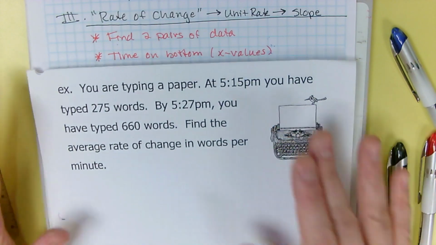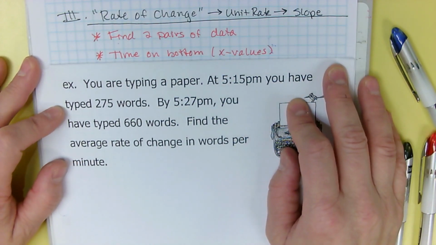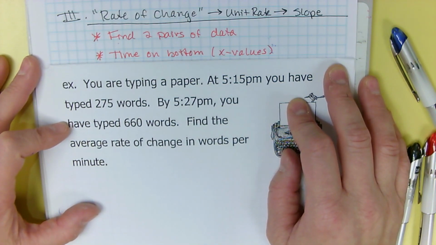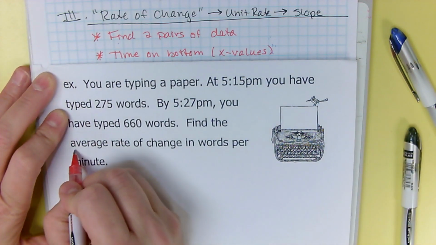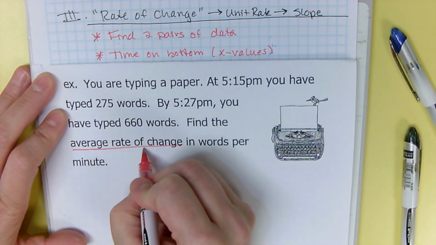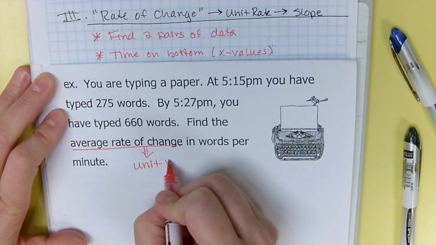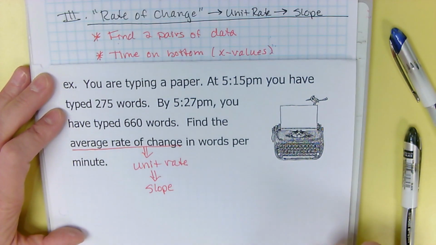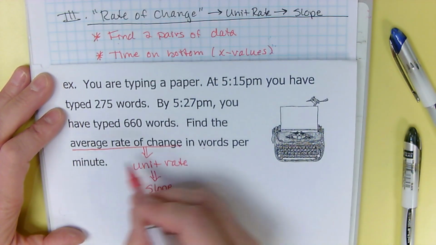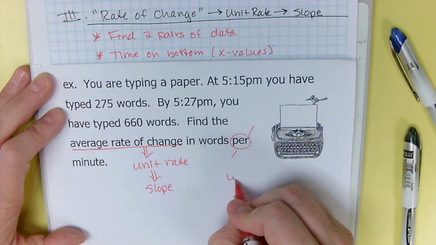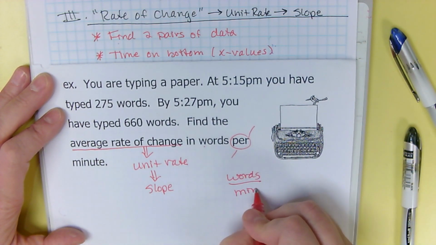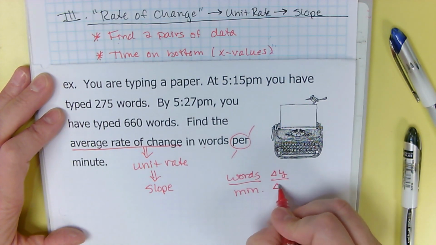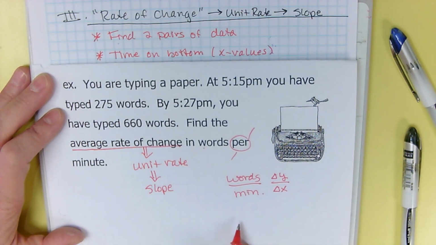Says you are typing a paper at 5:15, you have typed 275 words. By 5:27, you have typed 660 words. Find the average rate of change. Okay, average rate of change, we did this, is the unit rate, which is the slope. Those are the same thing. And then they actually give you the units. They want words per minute. As usual, per means fraction bar. So we're going to want words over minutes, which means your words are going to be your y values. Your minutes are going to be your x values because they want words per minute.